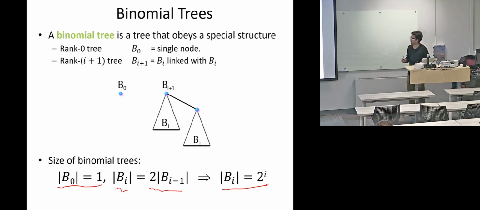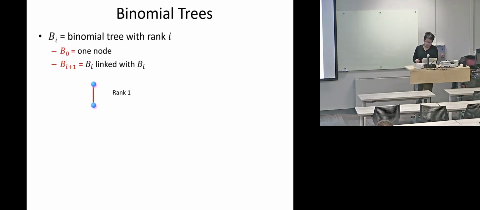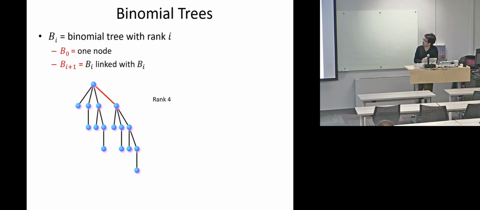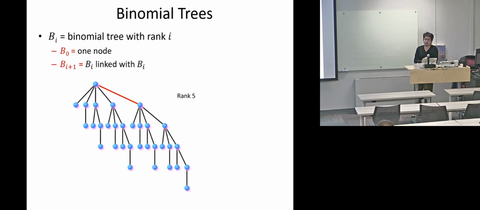Just to let you see it more clearly, a rank 1 tree is just two rank 0 trees linked together. This is rank 2. This is rank 3, rank 4, rank 5. So I guess you get an idea. This is how it looks.